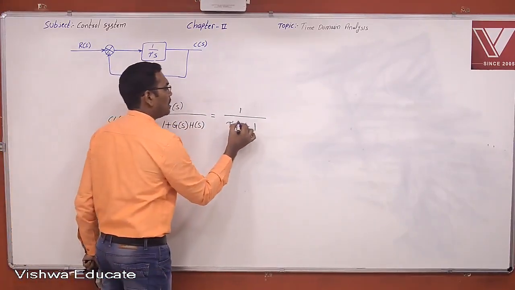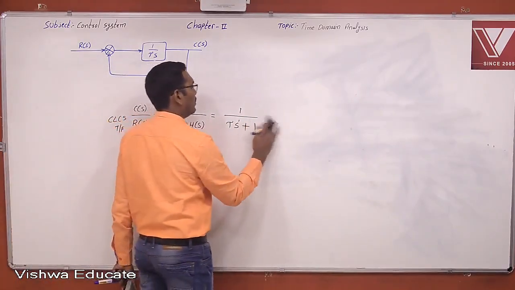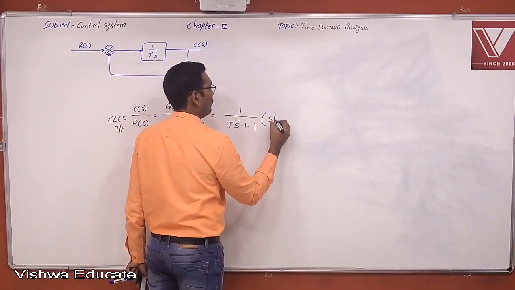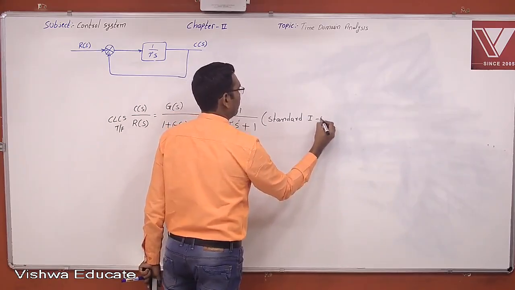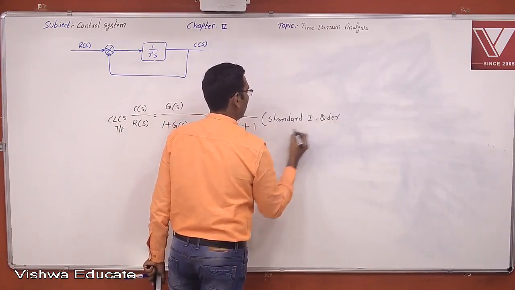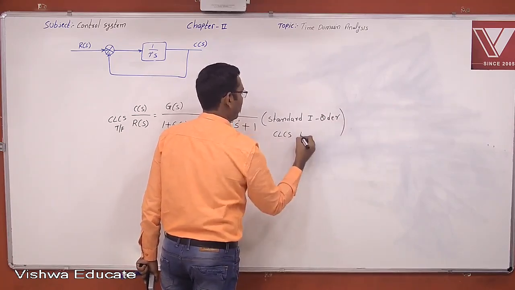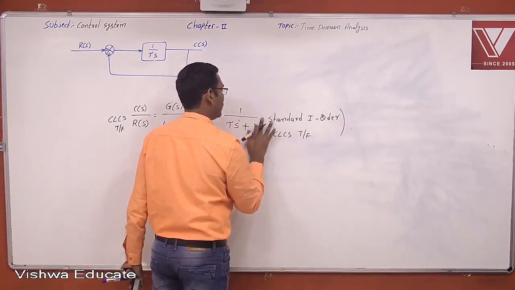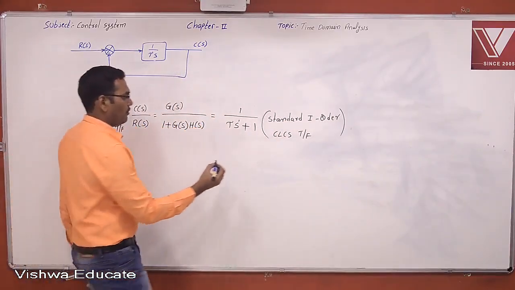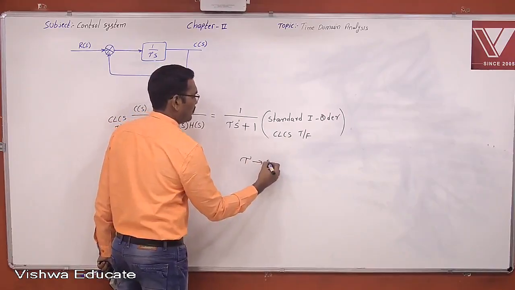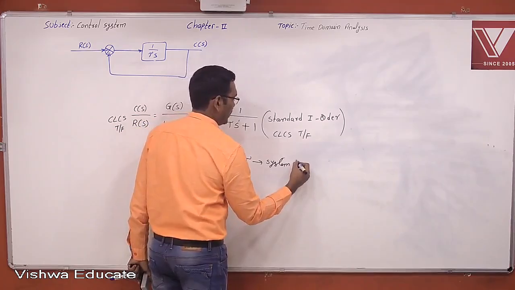Now the highest power in the denominator polynomial is 1. This is nothing but a standard first order closed loop control system. This is the standard first order closed loop control system transfer function, where tau is the system time constant.